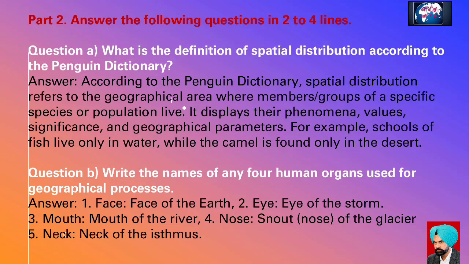Question B. Write the names of any 4 human organs used for geographical processes. Answer: 1. Face, face of the earth. 2. Eye, eye of the storm. 3. Mouth, mouth of the river. 4. Nose, snout, nose of the glacier. 5. Neck, neck of the isthmus.